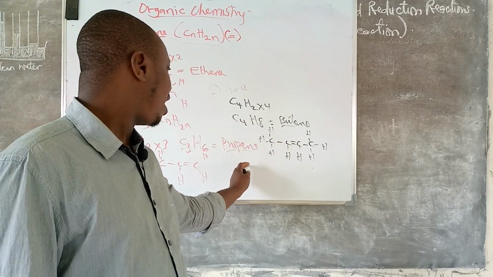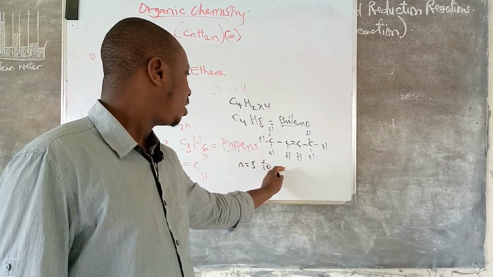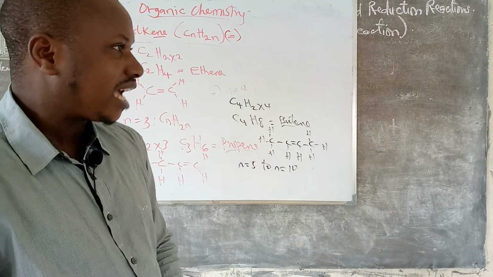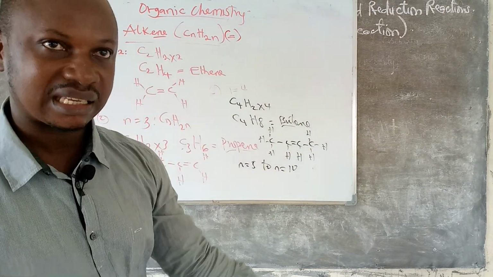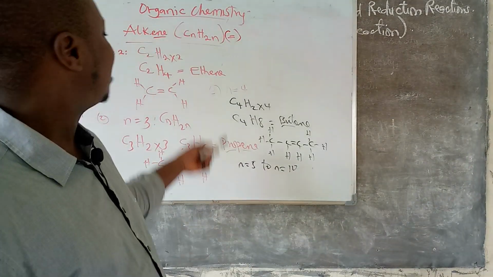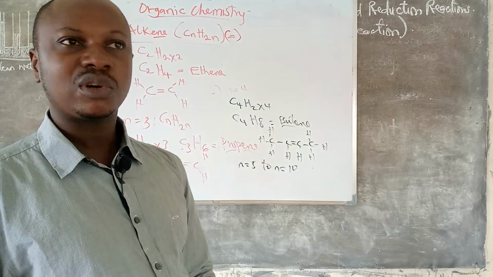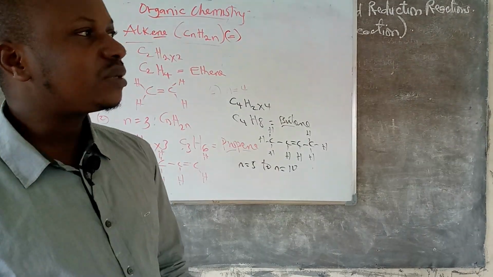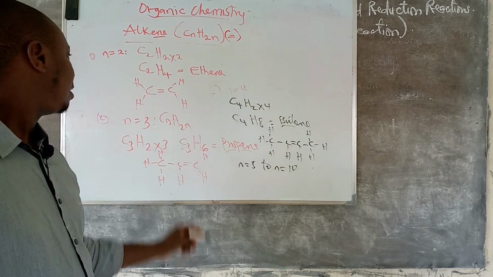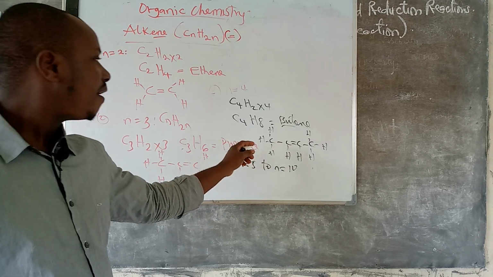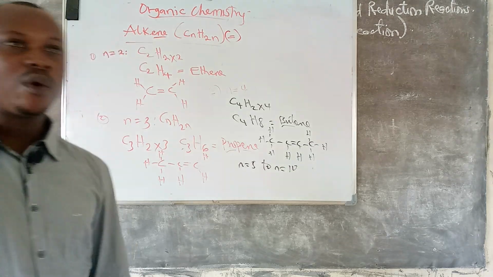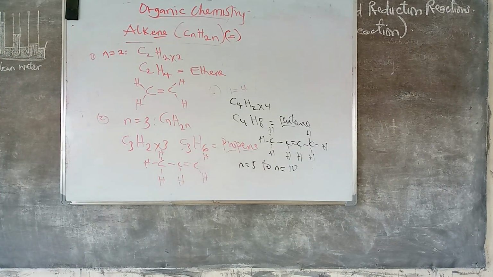Now try this: n equal to 5 to n equal to 10. Draw and name the compounds. Don't forget that alkene is unsaturated because of the presence of the double bond. And the first member of alkene does not exist because it is too reactive, which means we are now considering n equal to 2 as the first member. That's ethene, second being propene, third being butene, and so on and so forth. See you when we do the next lecture.